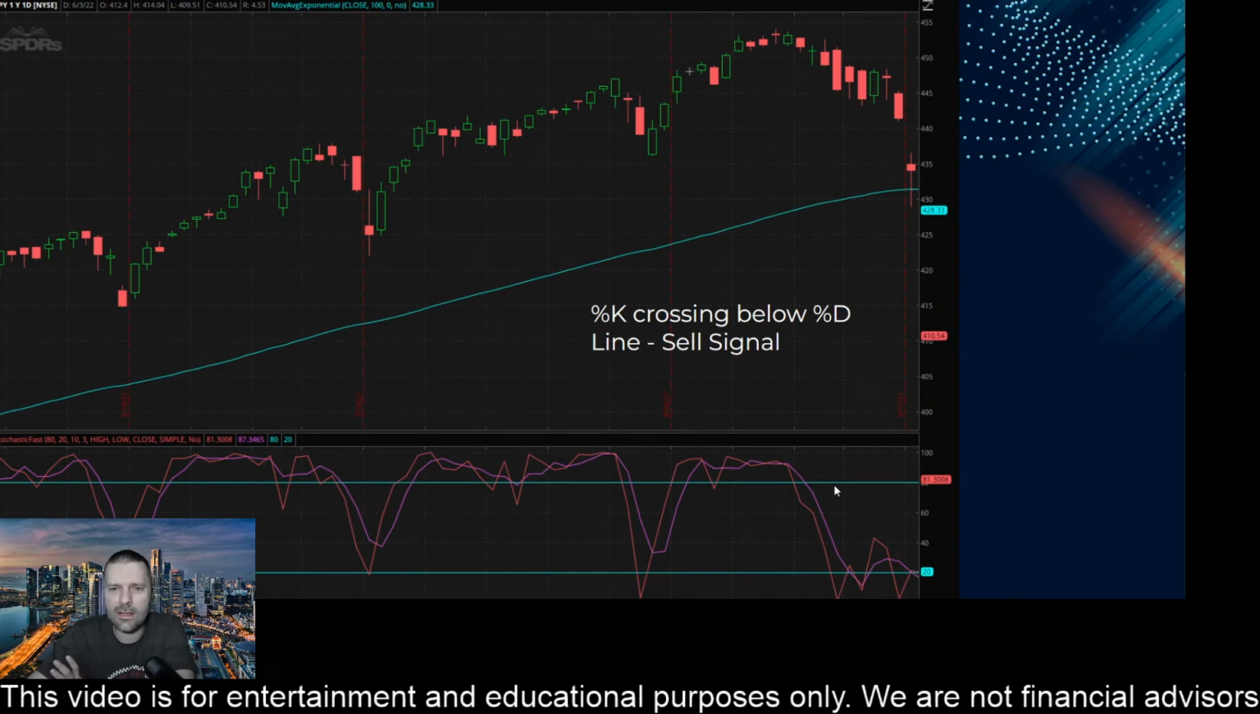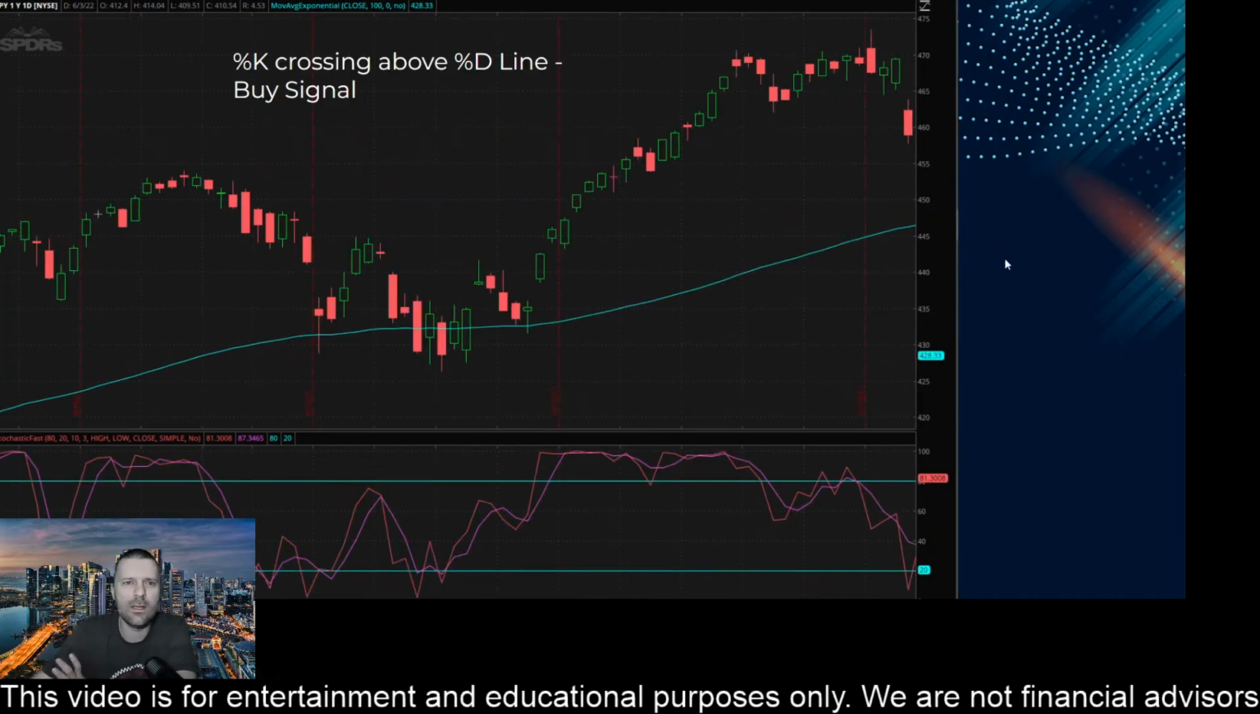Another thing you can look at is the percentage K line crossing below the percentage D line. So you can see that happening right here as this thing was also overbought, and then we had this big move down in price. And then we have the reverse of that, which is the percentage K line crossing above the percentage D line. And you can see that happening right here.